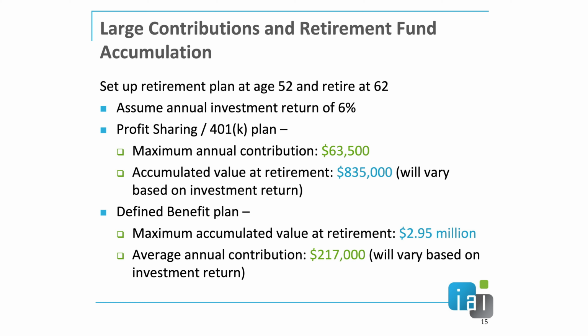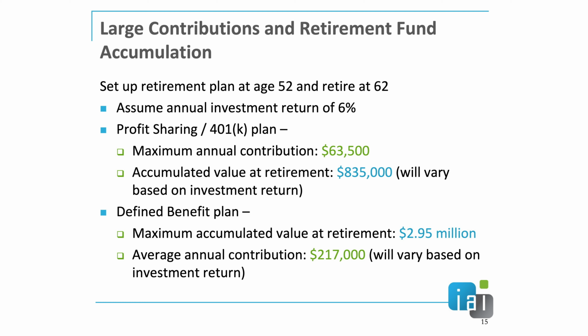Now, I want to take a second and talk a little bit about the retirement plan maximums. In a DC plan, remember, the annual contribution is limited, but in a defined benefit plan, the benefit at retirement is limited. So let's look at how this might work. This owner wants to set up a retirement plan at age 52 and retire at age 62. Let's assume annual investment returns of 6% for both types of plans.